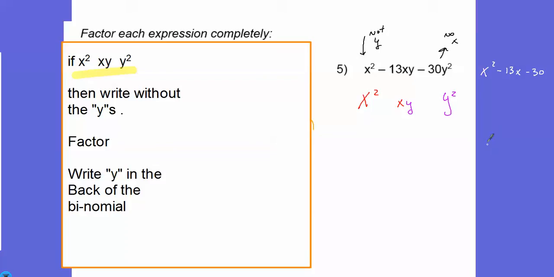At the end, when I've got my two binomials, I will then just write the values y in the back of the two binomials. So essentially, I'm pretending there is no y, and at the end, I'm going to write the letter y here and include the rest of the parts of my binomials. Let's give it a shot and see.